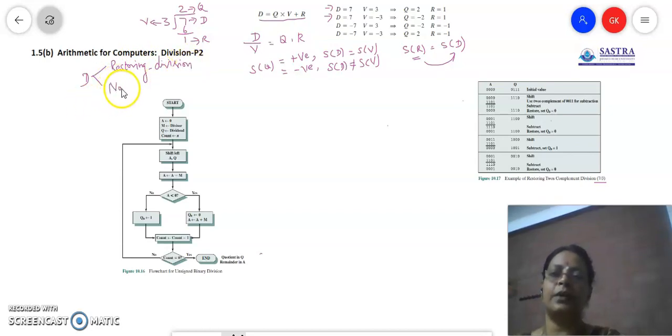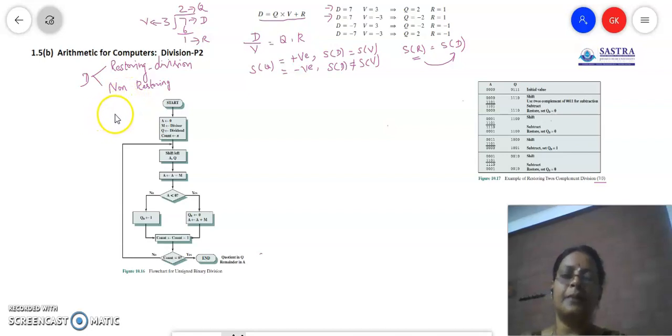In the manual division method, we compare the dividend and the divisor. If the number of bits in the dividend is greater than the divisor, then we are able to subtract. When we subtract, we set the quotient bit to 1, and then we proceed with the subtraction.